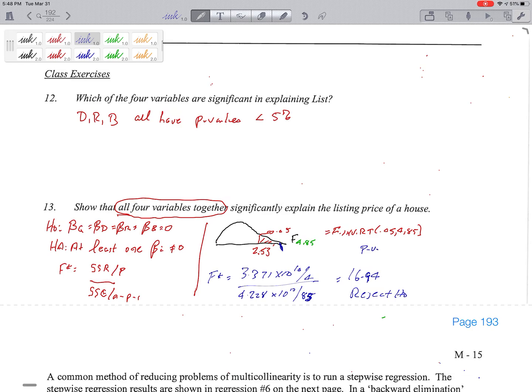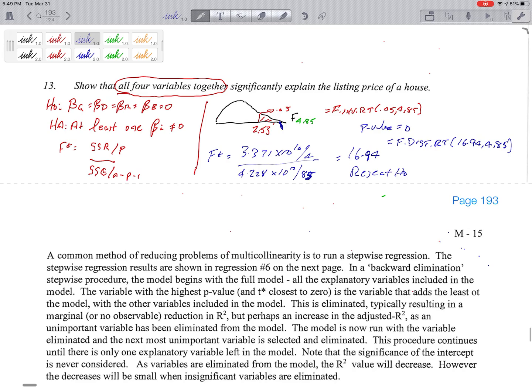Remember, if you wanted to get the p-value for this, the p-value, which turns out to be basically 0, you'd get that with an F.DIST. Here, let me do it below there. So that'd be an F.DIST right tail 16.94, 4, 85. And that would give you about 0. So that's significant. So that's just a good reminder of how to do that F test there.